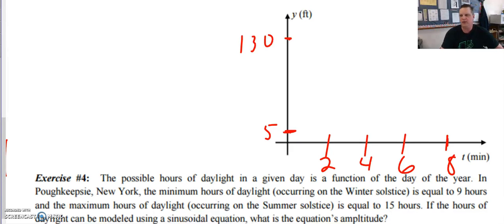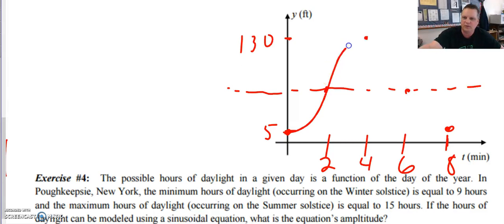Now you're talking about getting on a Ferris wheel, so the most logical place to start is right here. That's where you're going to start with the Ferris wheel. Now in the middle here is your midline. I'll just draw it in, and then we'll figure out the exact value of the midline. So we have 5, and then we go to the midline, then we go to the highest, back down to the midline, and then back down to the lowest. So this is your little Ferris wheel ride.